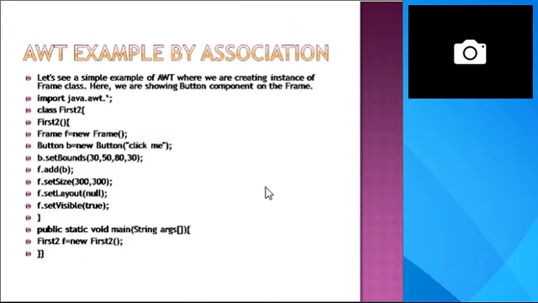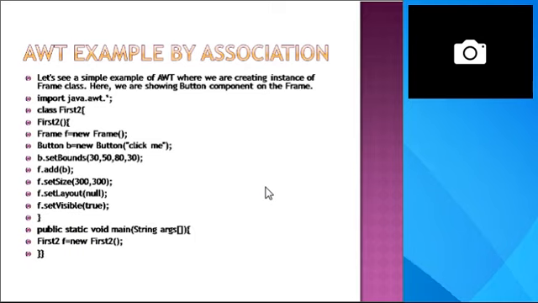Okay, the second example is an AWT example by association. Let's see a simple example of AWT where we are creating an instance of the Frame class. Here we are showing a button component on the frame. The output of both ways is the same, but the functionality is different.